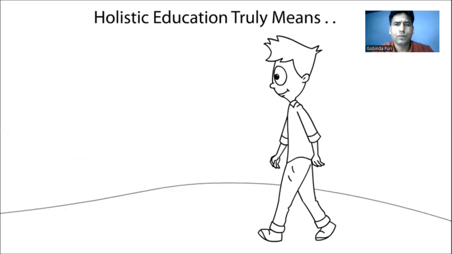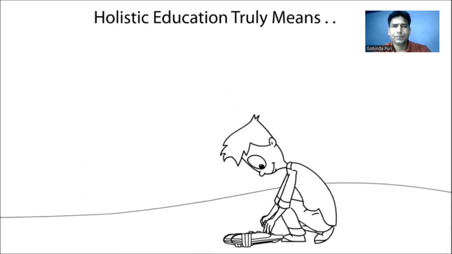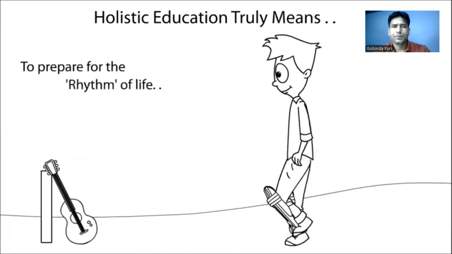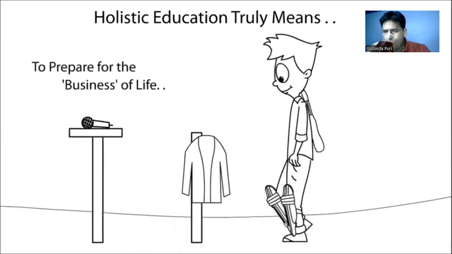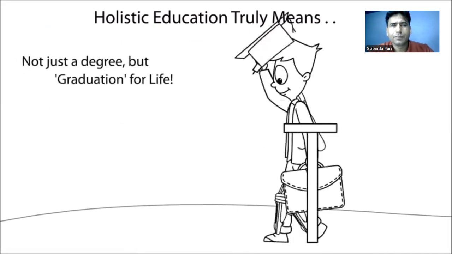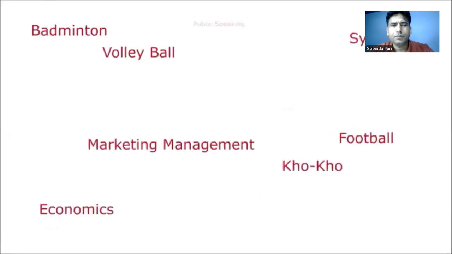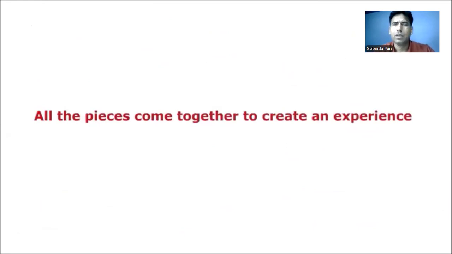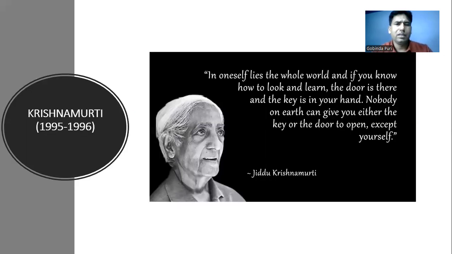Holistic education truly means, here we have to understand that holistic education should integrate all facets of life, all aspects of life: physical, social, aesthetic, spiritual, intellectual, and all. So all the pieces come together to create an experience, and that experience helps to make holistic education. So in this regard, let's talk about J.